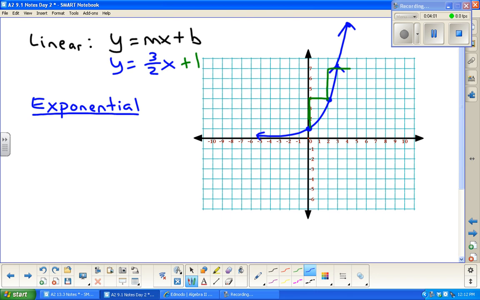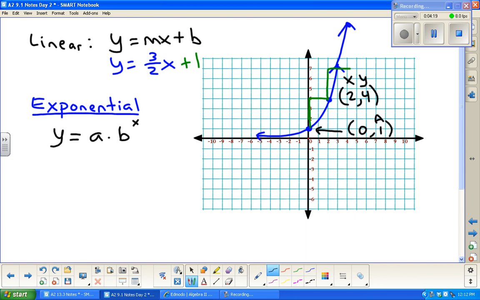So just the quick setup here, again, our general form, y equals a times b to the x. We'll think of this point, 2, 4, as the x and the y. And then the initial point was 0, 1. That's your a value there.